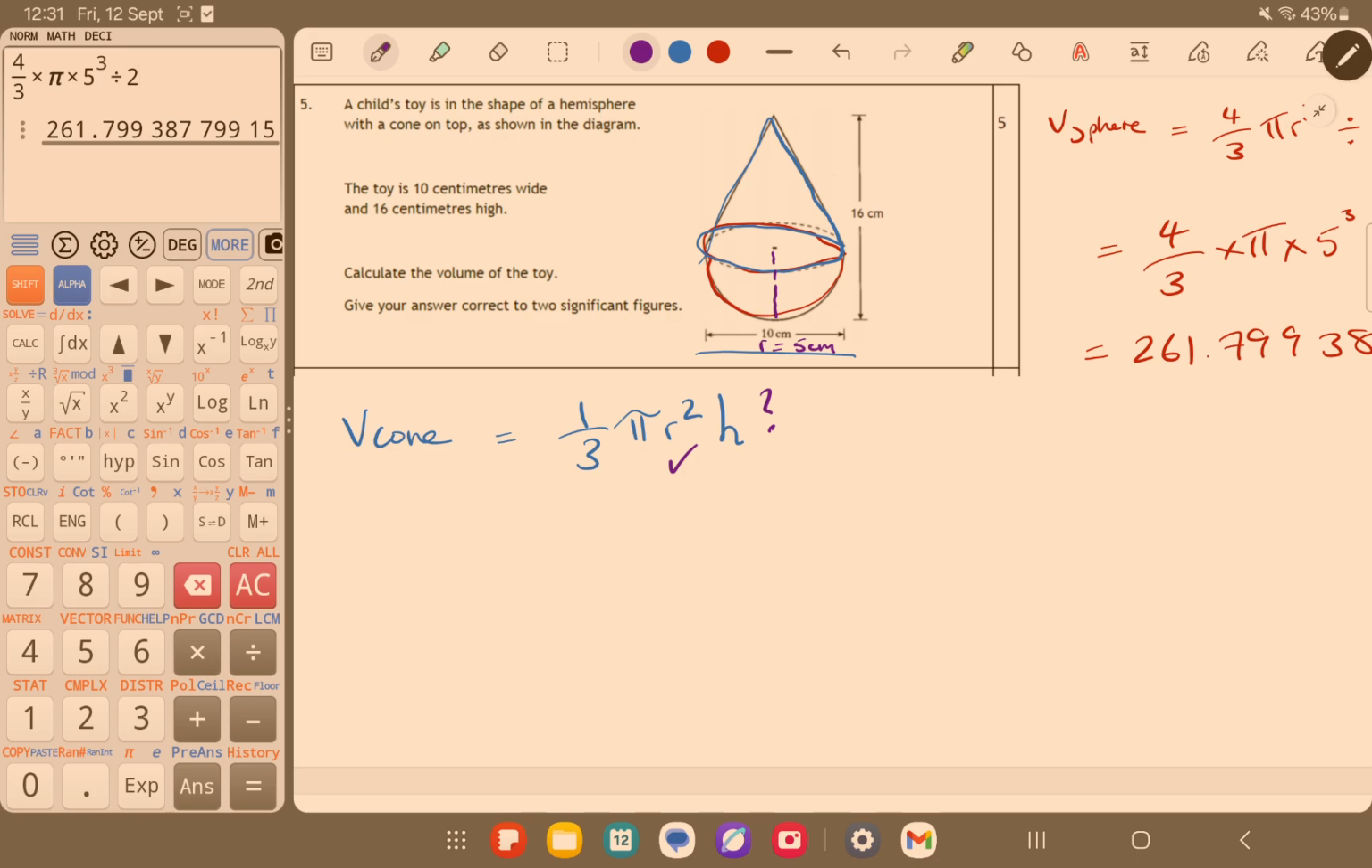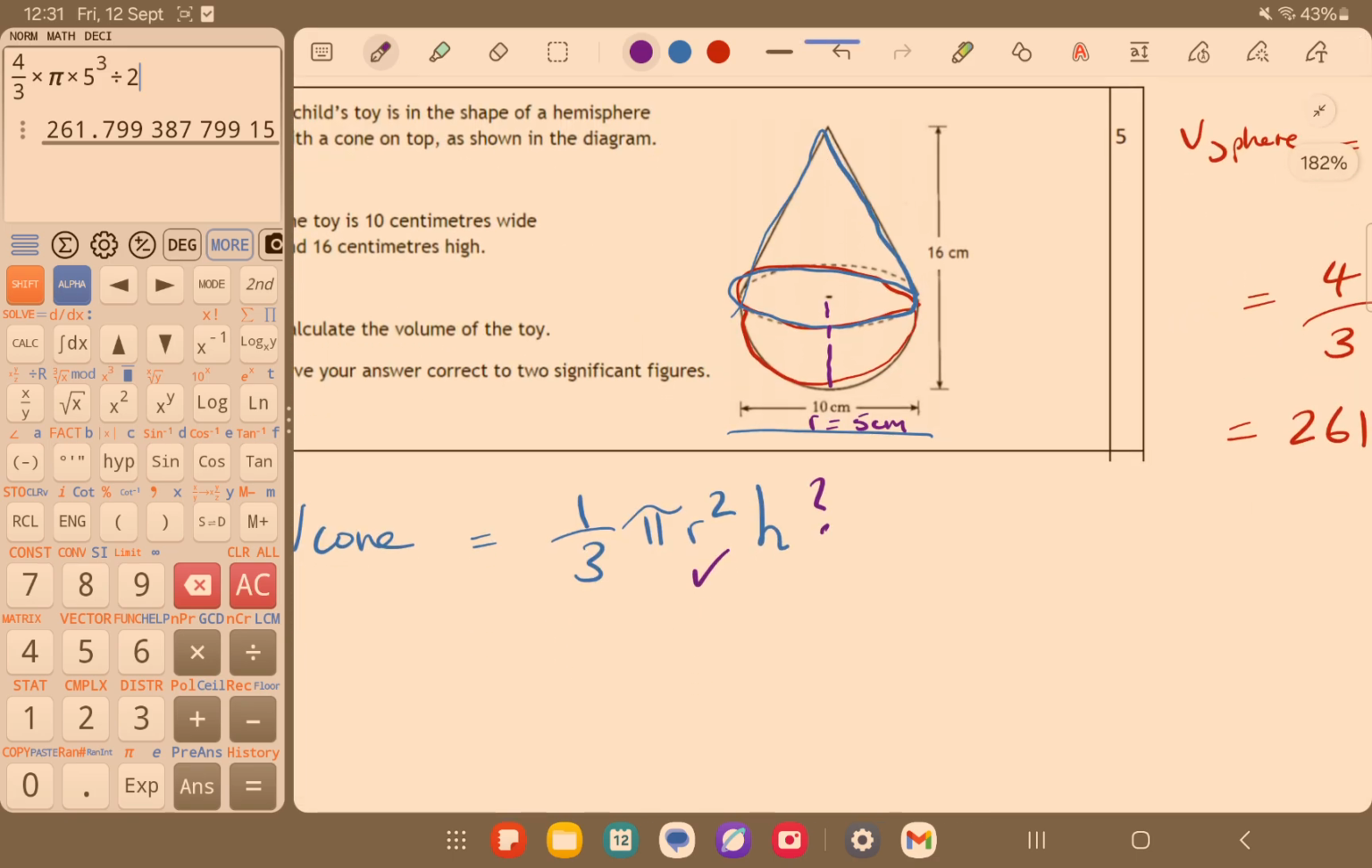A little thing to be aware of here is that the height given, this 16 centimeters here, is for the cone and this hemisphere combined. So the height of the hemisphere is its radius. So what do we have to do to get the height of the cone? Well, the height of the cone is from that bit to that bit. And from this bit to this bit would be its radius. So if we take the radius away from the overall height, we're going to be left with the height of the cone.